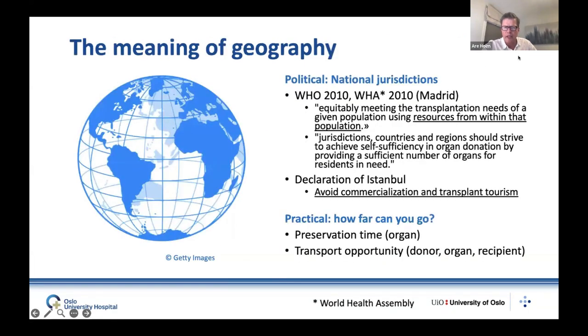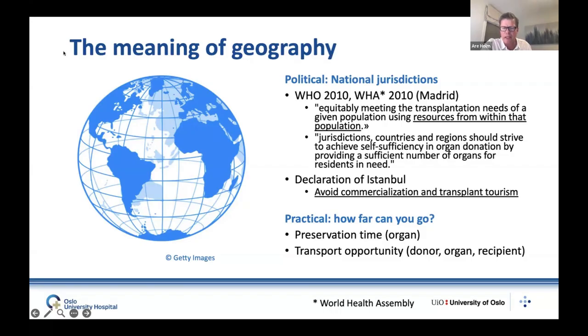Then a few words about geography. I think it's worth, when we in a minute are going to talk about European systems, to mention the importance of national jurisdictions. Both the WHO and the World Health Assembly have stated that transplantation should meet the needs of a given population using resources from within that population. So this is a great respect for each country needing to be self-sufficient in terms of organ transplant. It's not like if you have a famine in Africa, everyone feels responsible or should feel responsible to help. But when there's a donor shortage, there are national borders.